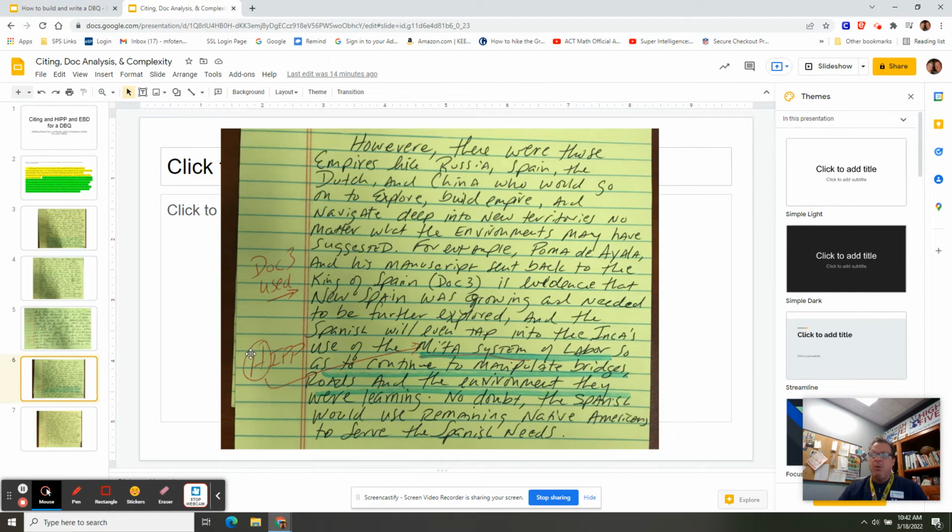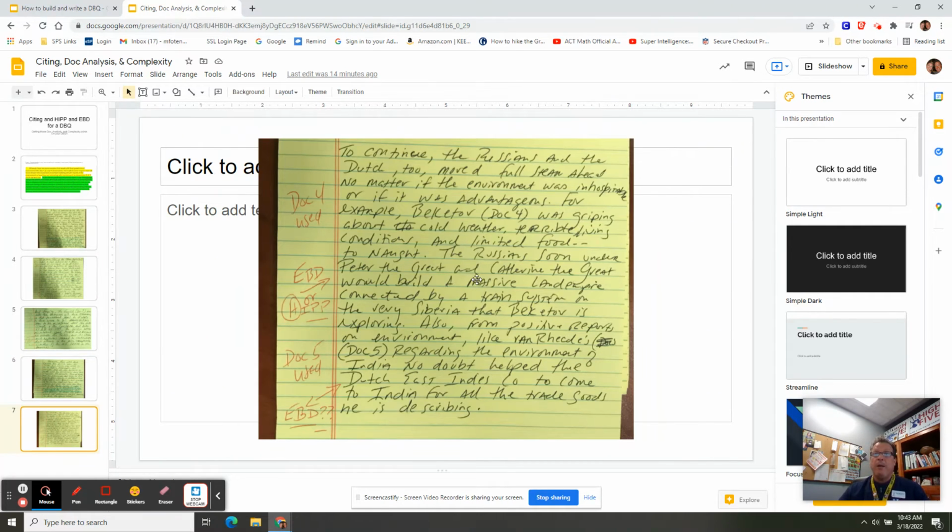And the Spanish will even tap into the Incas' use of the Mita system. Here comes a HIP moment. Here comes another historical setting, a system of labor so as to continue to manipulate bridges, roads, and the environment that they were learning. No doubt the Spanish would use remaining Native Americans to serve their Spanish needs. I'm hinting at the fact that many Native Americans are going to die because of diseases, of course, like smallpox. So again, I could keep talking about that. Another historical evidence beyond the doc if you want.